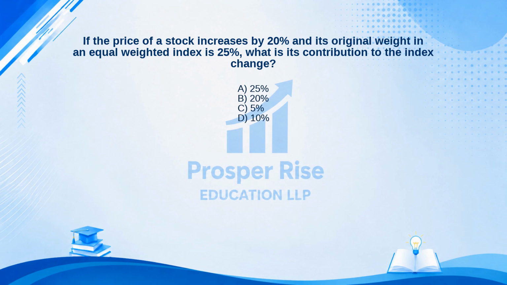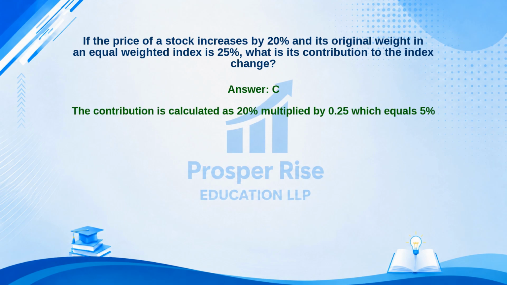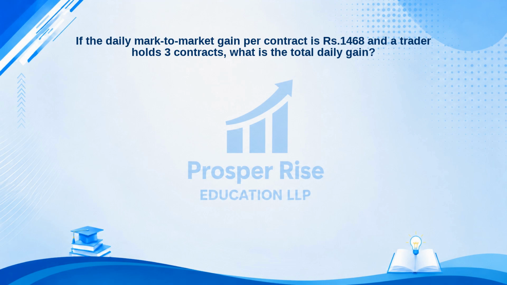The correct answer is Option C. Let's see why. The contribution is calculated as 20% multiplied by 0.25, which equals 5%. Moving on to the next one.